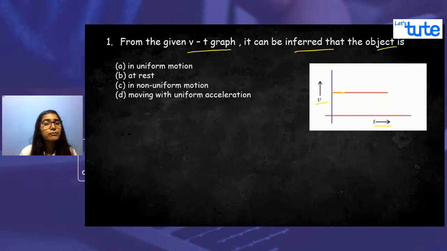Look at the question. From the given velocity time graph, it can be inferred that the object is in. It's a velocity time graph. What do you think would be the answer? Is the body in uniform motion? Is the body at rest? Is the body in non-uniform motion? Think about it.